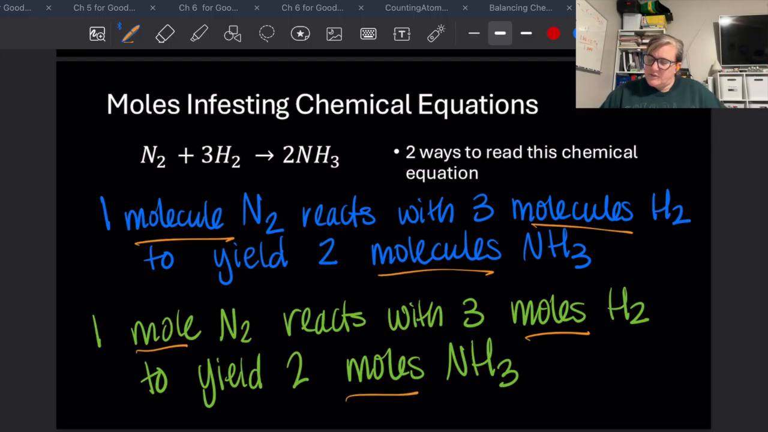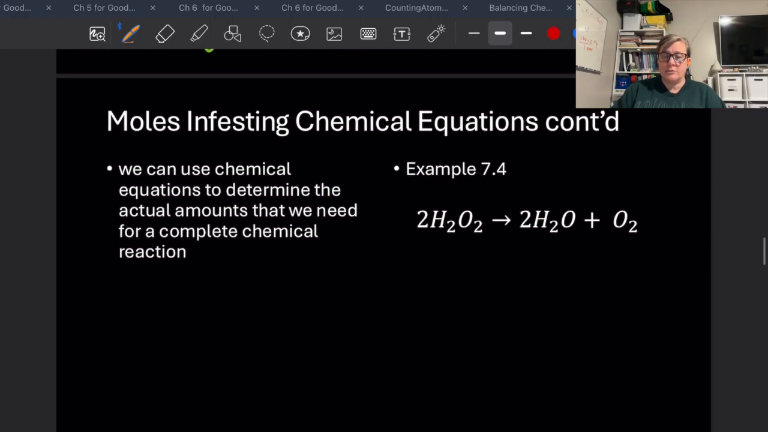So we can use chemical equations like this to determine the amount of products and reactants that we're going to need. Like we can say, okay, we're going to start with this amount. How much are we going to get? Or we know that we need to produce this amount over here. How much do we need to use to react?